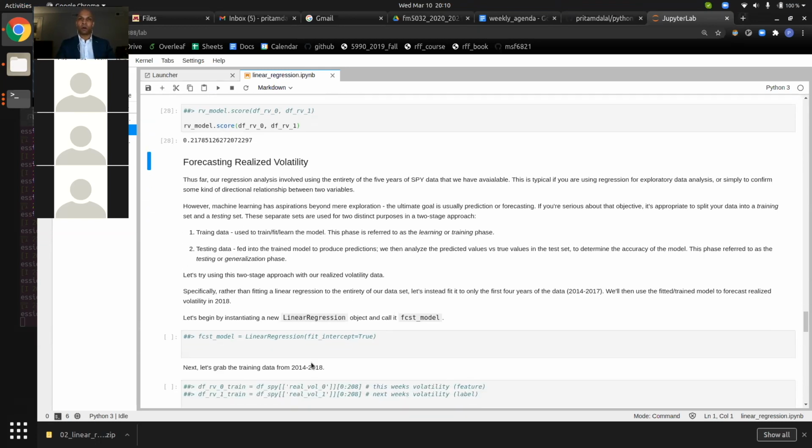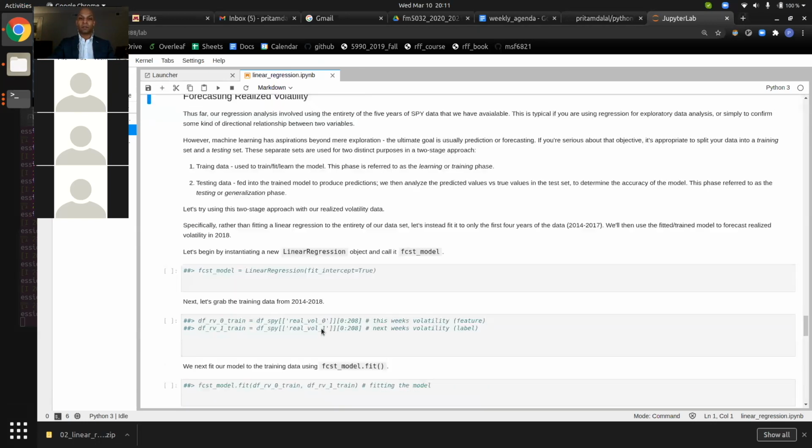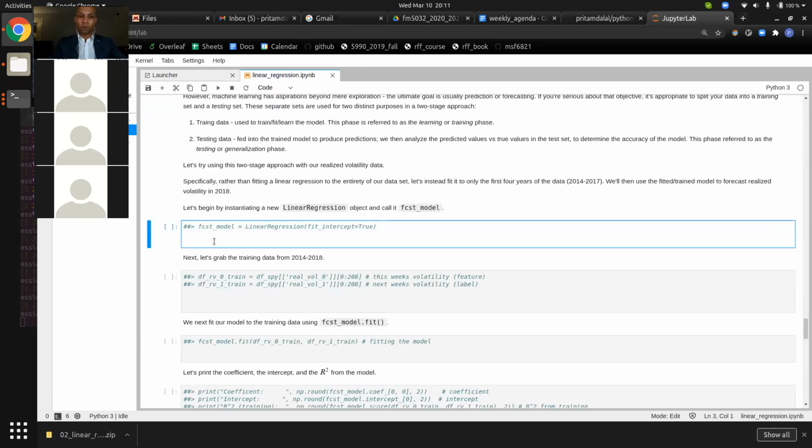And we'll explore this more with train test split and cross-validation when we talk about other machine learning techniques. So let's try this two-staged approach ourselves. Rather than fitting a linear regression to the entirety of our data set, we're instead going to only fit it to the first 4 years of data, 2014 through 2017. And then we're going to use that fitted model to forecast realized volatility throughout 2018. So let's call this model the forecast model, FCST model. LinearRegression, fit_intercept equals True.